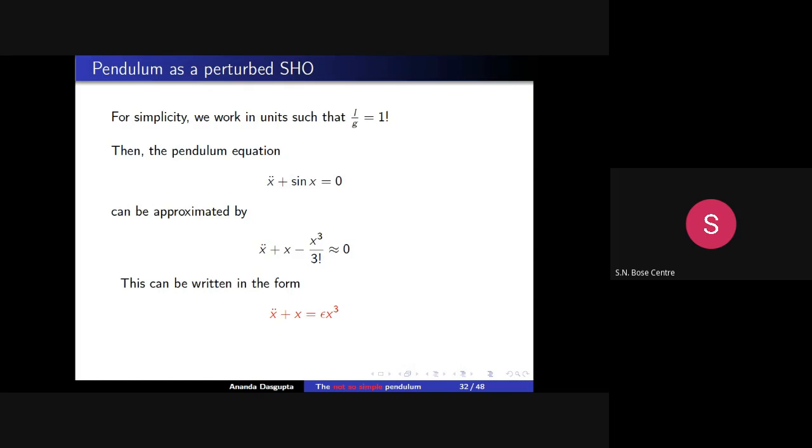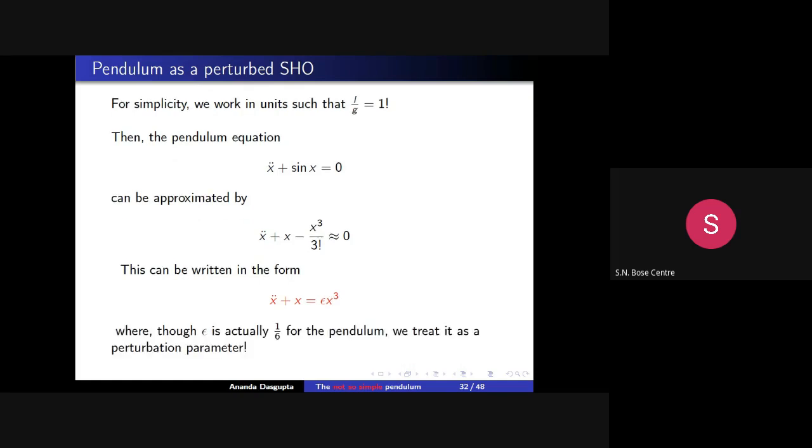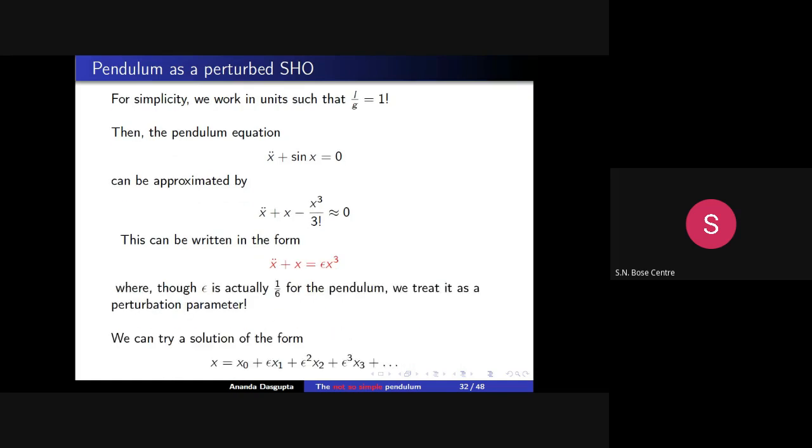Now, for those of you who have not done perturbation theory before, how does it work? You know that x has to depend on epsilon. So what you do is you assume a form for x. That is, x is some function of t. So write that as x0 of t plus epsilon times x1 of t plus epsilon square times x2 of t plus epsilon cube times x3 of t.